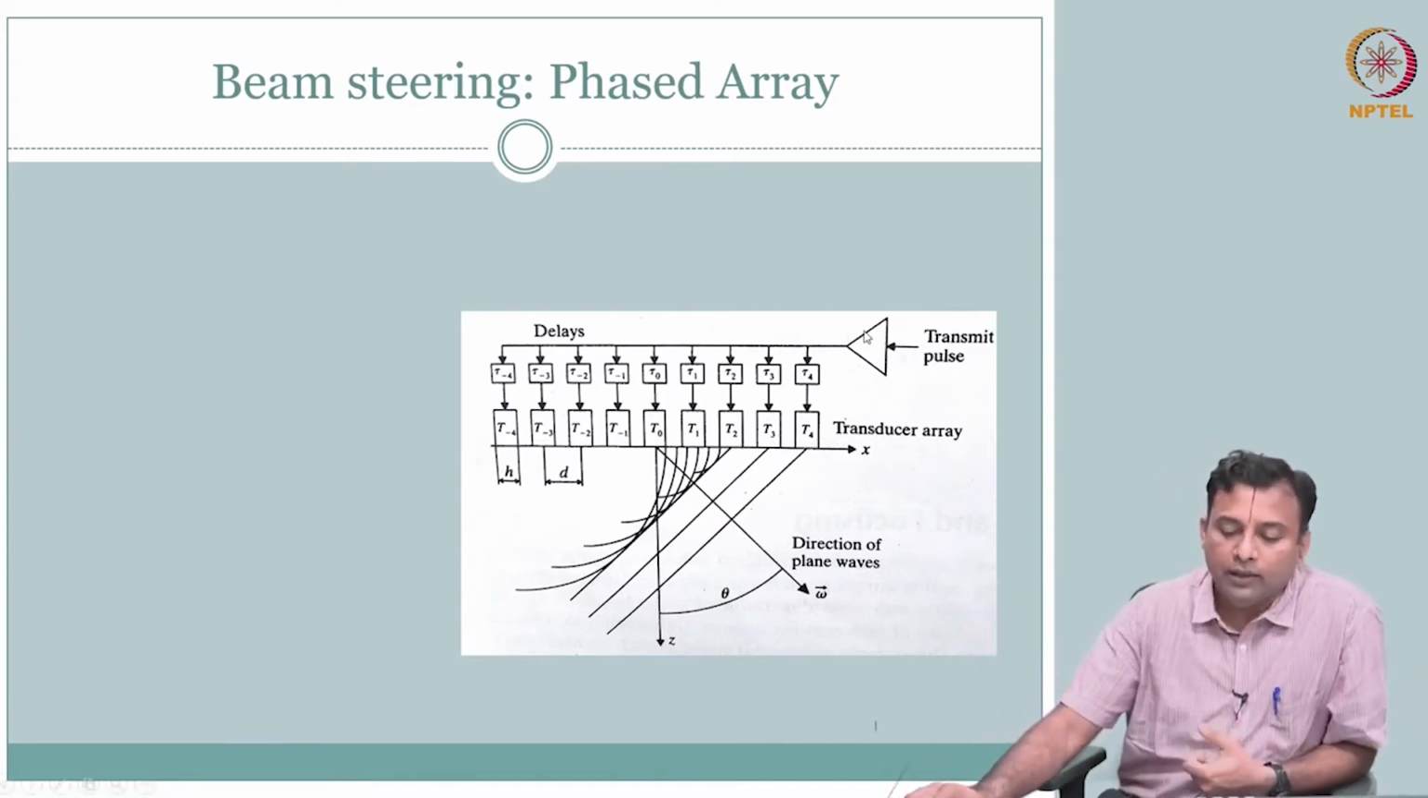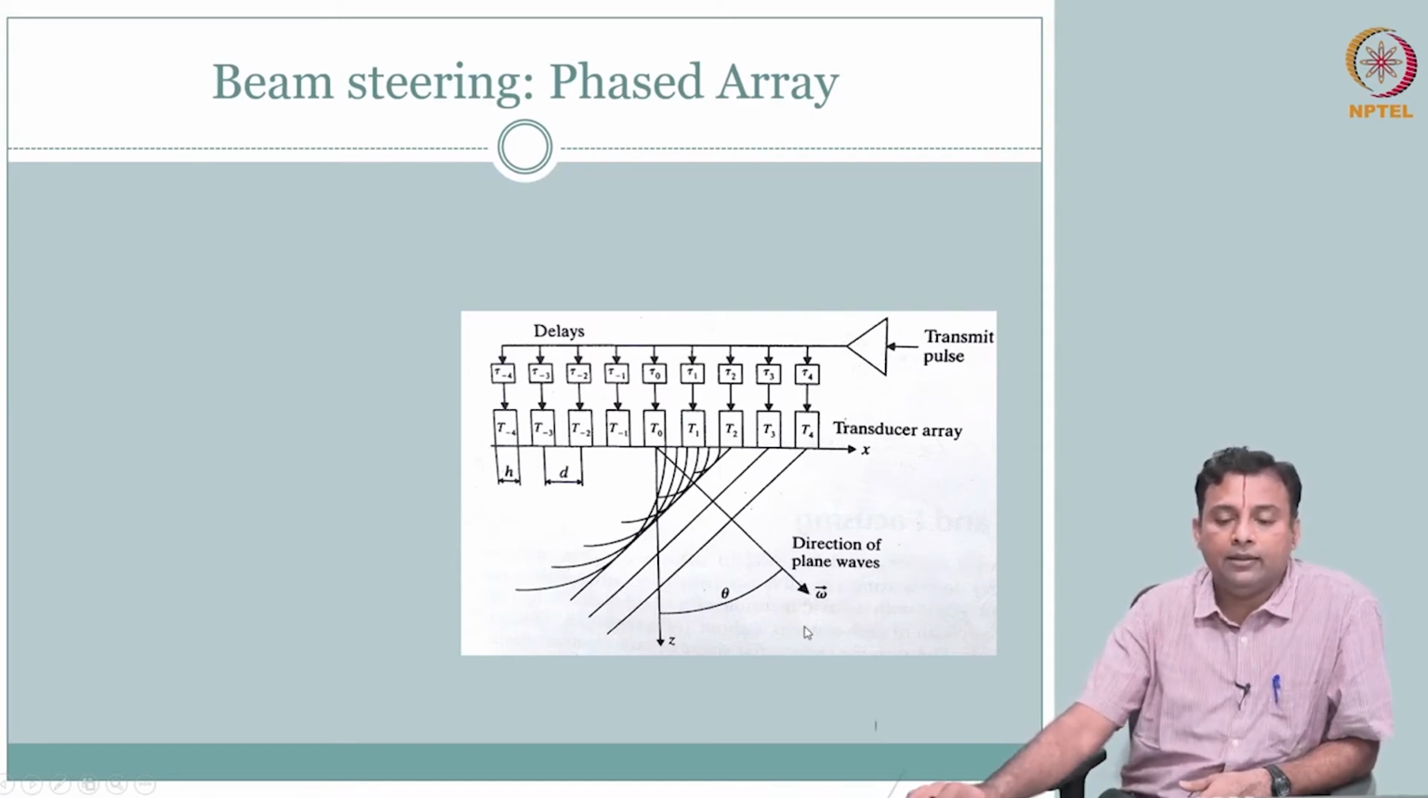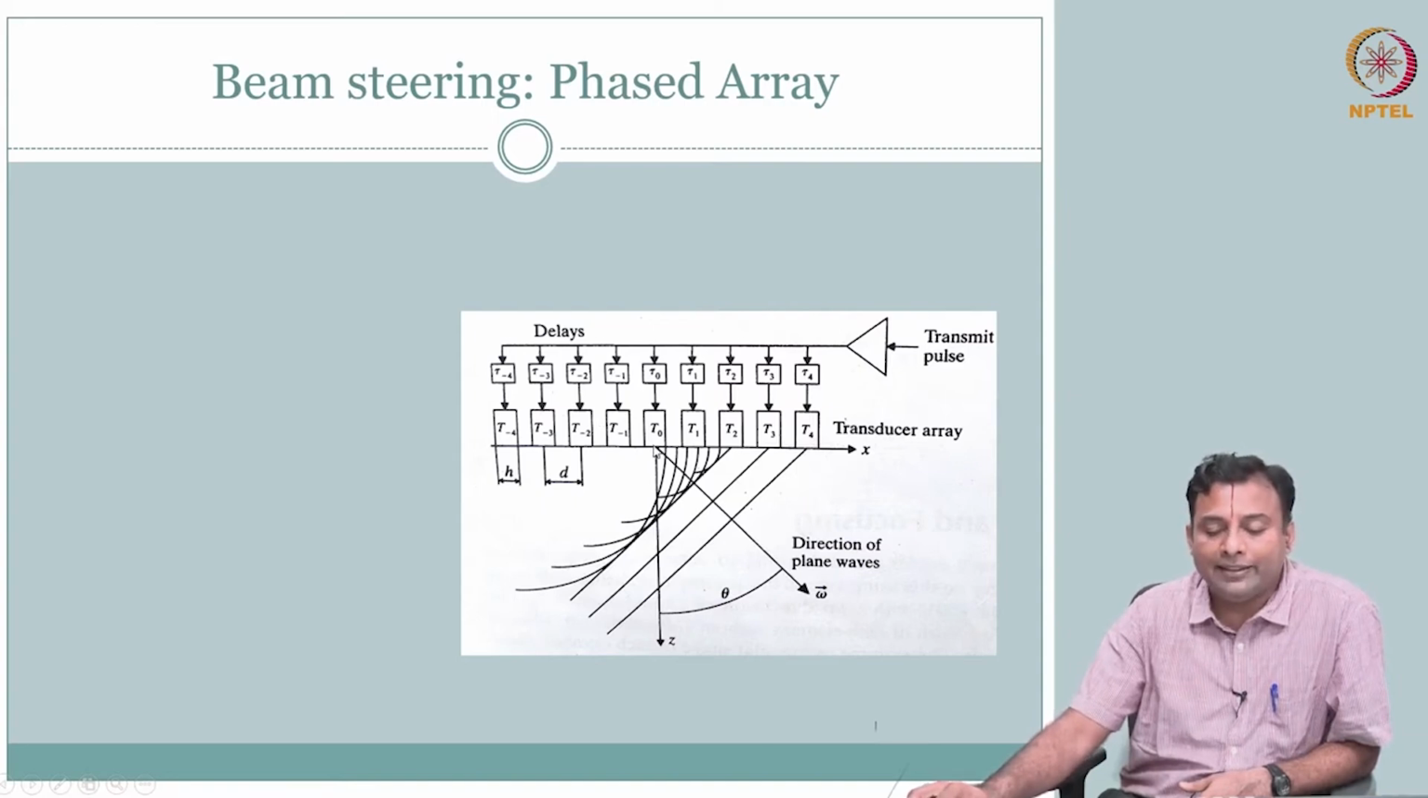Your transmit pulse can be given to each of the transducer elements separately with its own time delay. Take a situation where we are sending a plane wave in a particular direction theta. So, the plane wave is now travelling at an angle theta. We are interested in beam steering, so we have taken an arbitrary angle theta, the direction in which you want to send your plane waves.